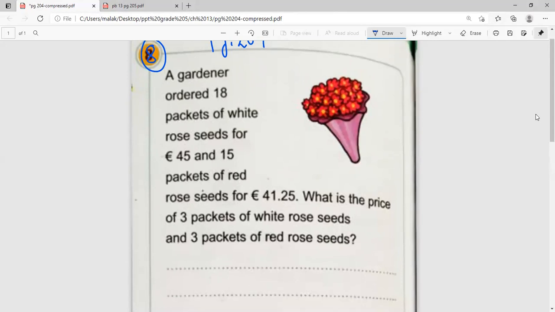A gardener ordered 18 packets of white rose seeds for 45 euro and 15 packets of red rose seeds for 41.25 euro. What is the price of 3 packets of white rose seeds and 3 packets of red rose seeds? We have 18 packets of white rose seeds and 15 packets of red rose seeds. And we know the price: the 45 euro, is it the price of each white rose or all of them?